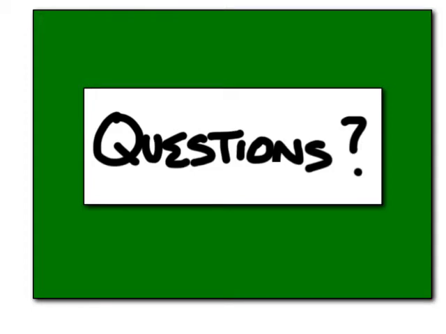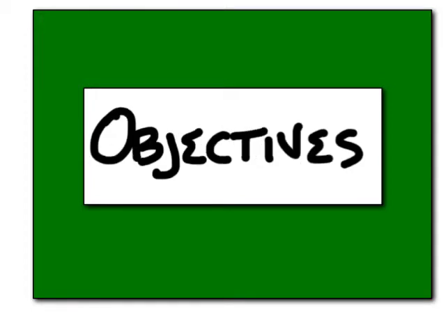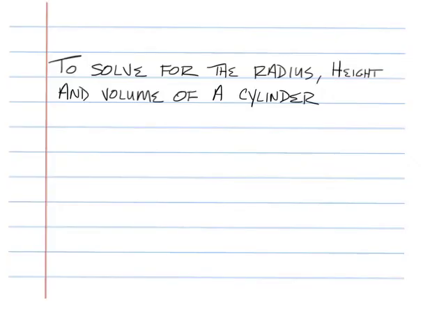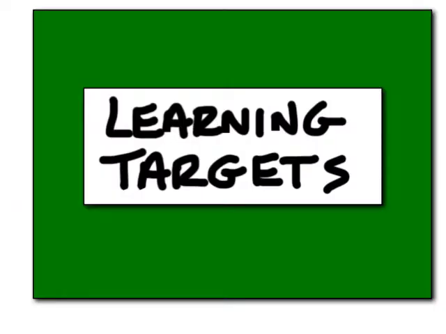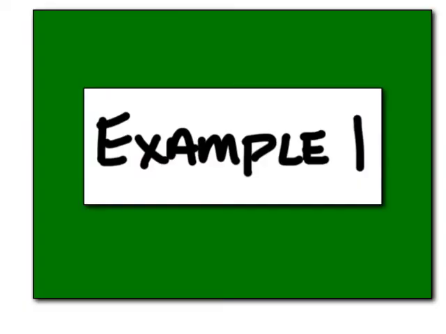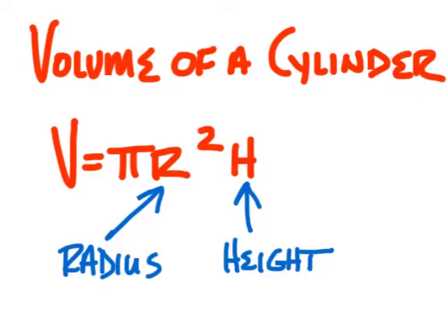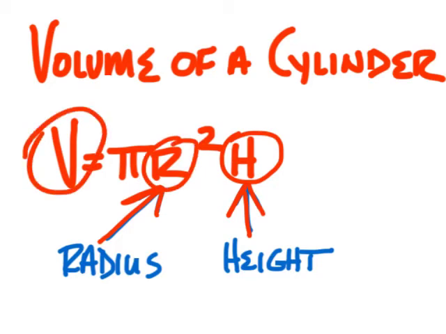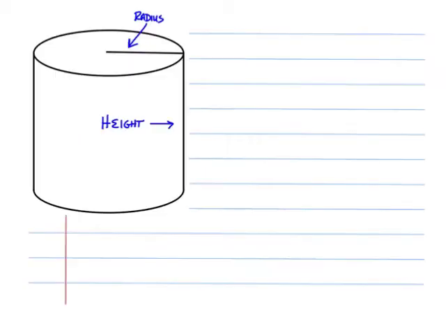Any questions over the homework from last night? Objectives for today: to solve for the radius, height, and volume of a cylinder. The learning targets: to solve a formula for different variables. Example number 1. This is the formula, and the R stands for radius and the H for height. We're going to solve for H, for R, and for V before we leave today.